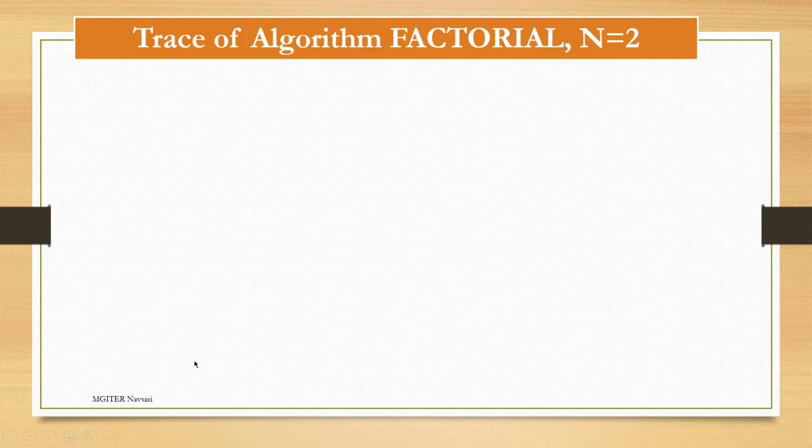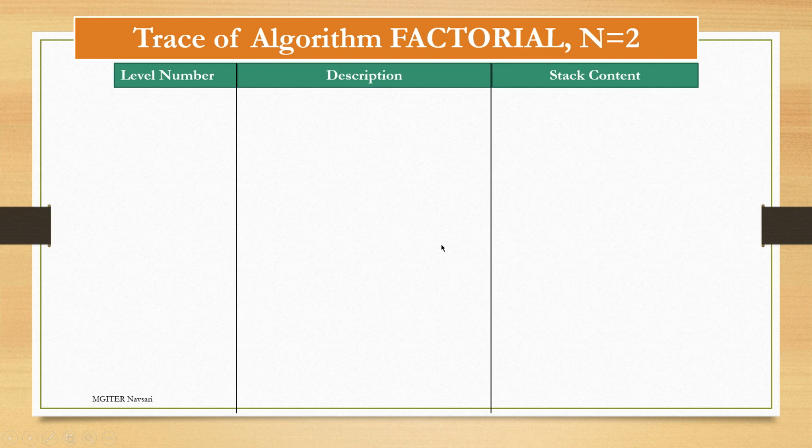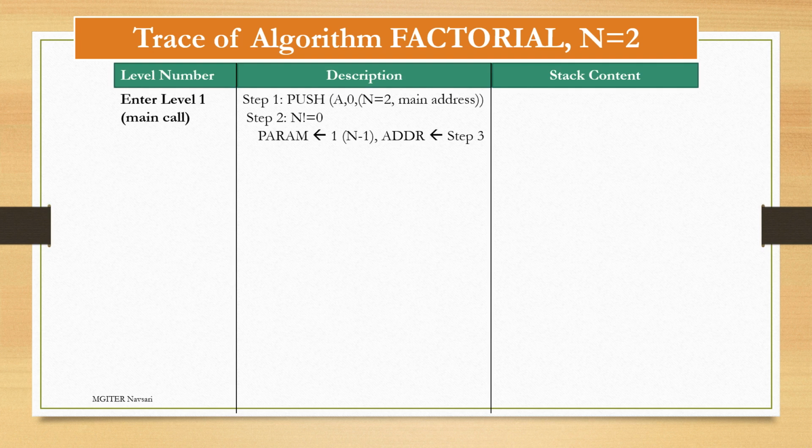Now coming to the tracing of the algorithm for n is equal to 2. Here first of all we have to enter level 1, that is the main call. In step 1 we are going to push the element in the stack. So here A is our stack, and 0 is the value of top, because initially our top points to 0.